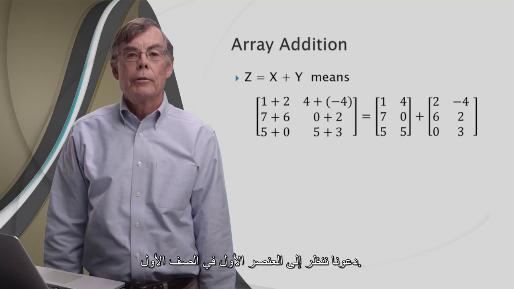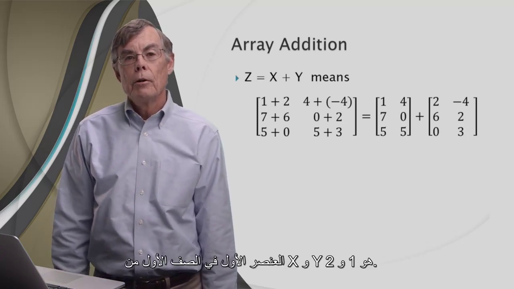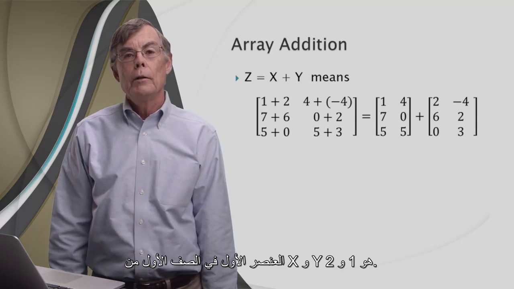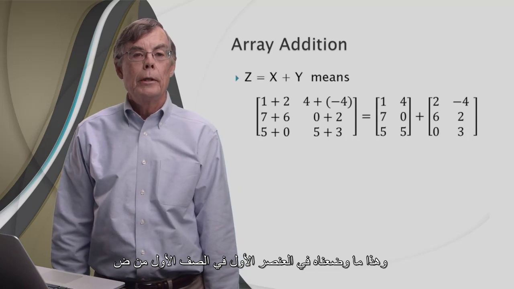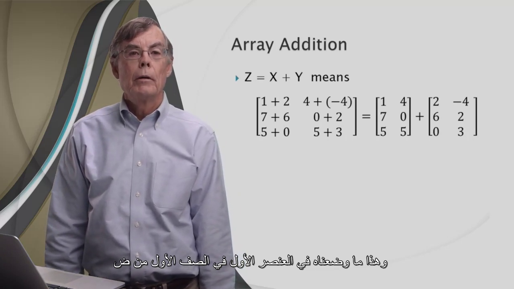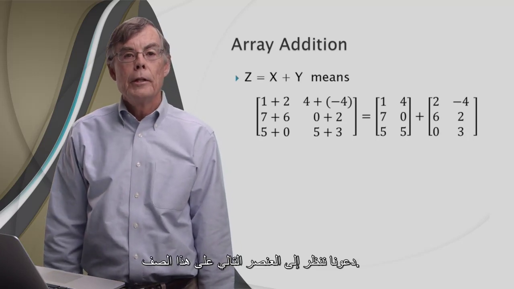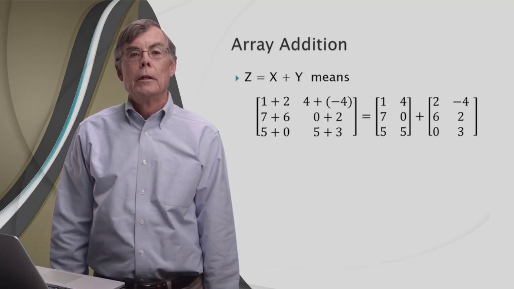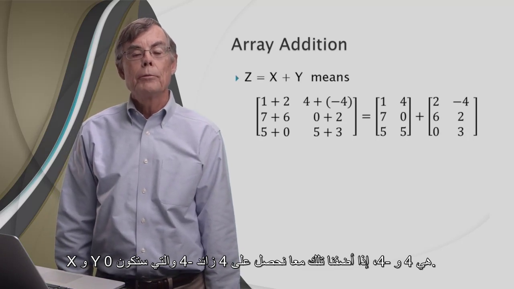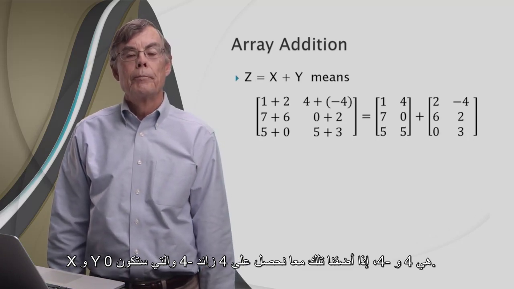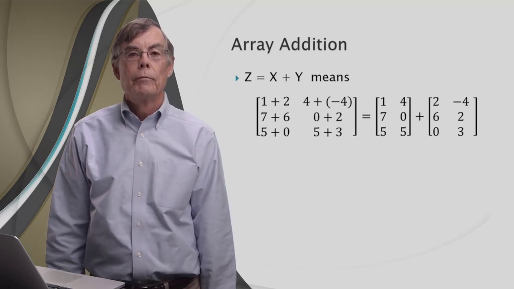Let's look at the first element on the first row. The first element on the first row of x and y is 1 and 2. We add those together, 1 plus 2. That's what we put at the first element on the first row of z. Let's look at the next element on that row. X and y are 4 and minus 4. If we add those together, we get 4 plus minus 4, which will be 0. And we do this for every position in the matrices.